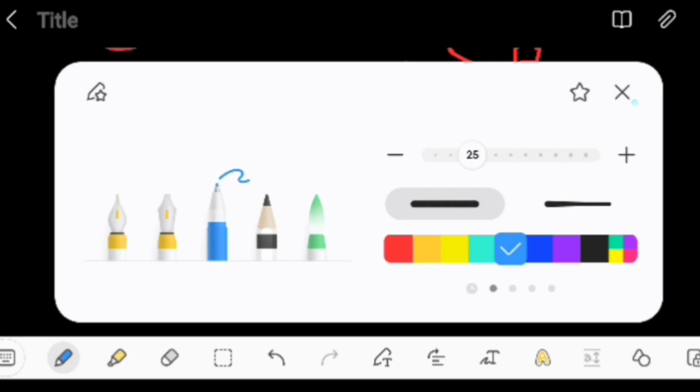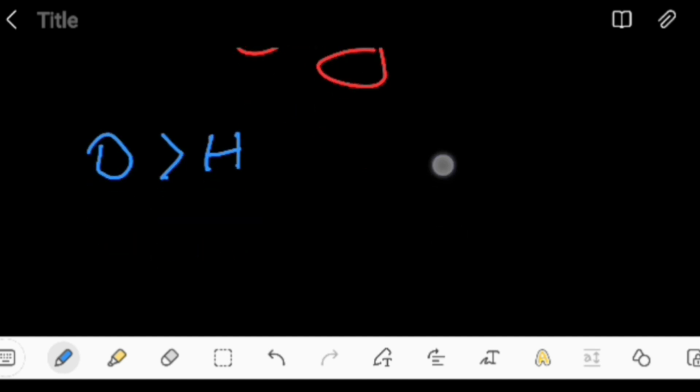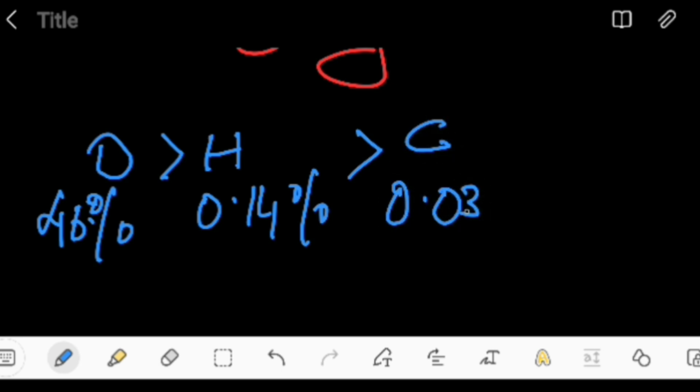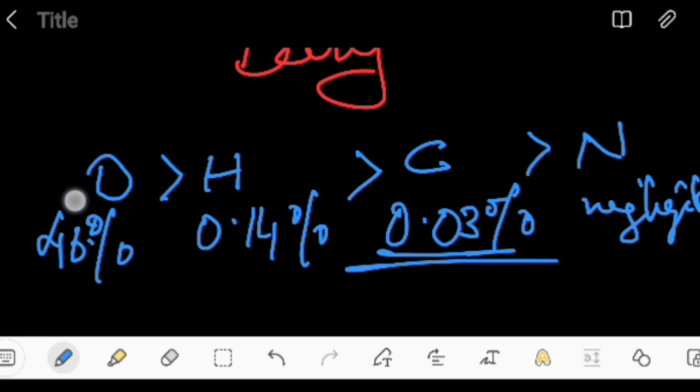When it comes to Earth's crust, how is it present? First you have oxygen itself. Oxygen is abundant everywhere, whether in the human body or in Earth's crust. After that you have hydrogen. Oxygen is almost 46 point something percentage, and hydrogen is 0.14 percentage. Then you have carbon, which is 0.03 percentage, and then nitrogen, which is in a negligible amount, because when carbon itself is 0.03 percentage, nitrogen will be negligible.